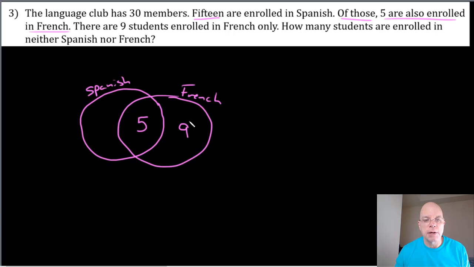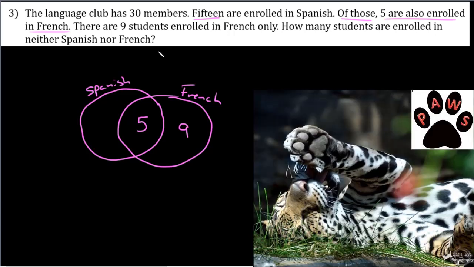Why don't you take it from here and see if you can figure out where the other numbers go, and see if you can answer this question once you fill in the Venn diagram during the pause.